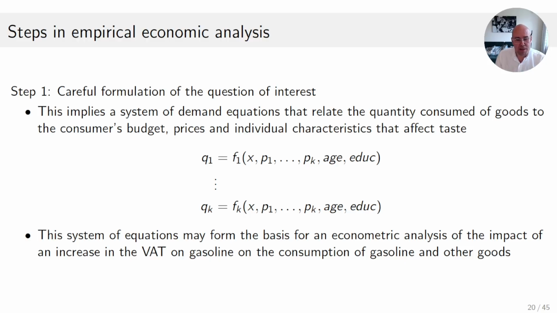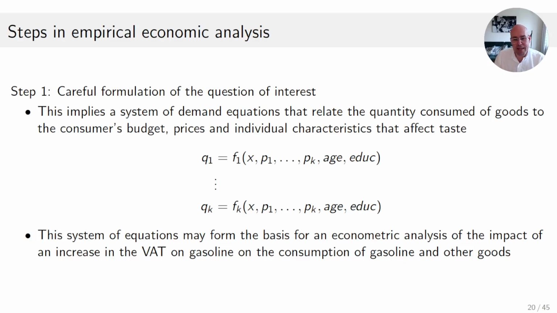to do an econometric analysis of the impact of an increase in the VAT on gasoline on the consumption of gasoline and other goods, because that tax will basically affect all demands, right? And I could use theory to guide me when specifying these relationships. So how Qs relate to X and the Ps and age and education, in order to then estimate parameters of interest, and then I can even use my theory to say something about welfare effects.